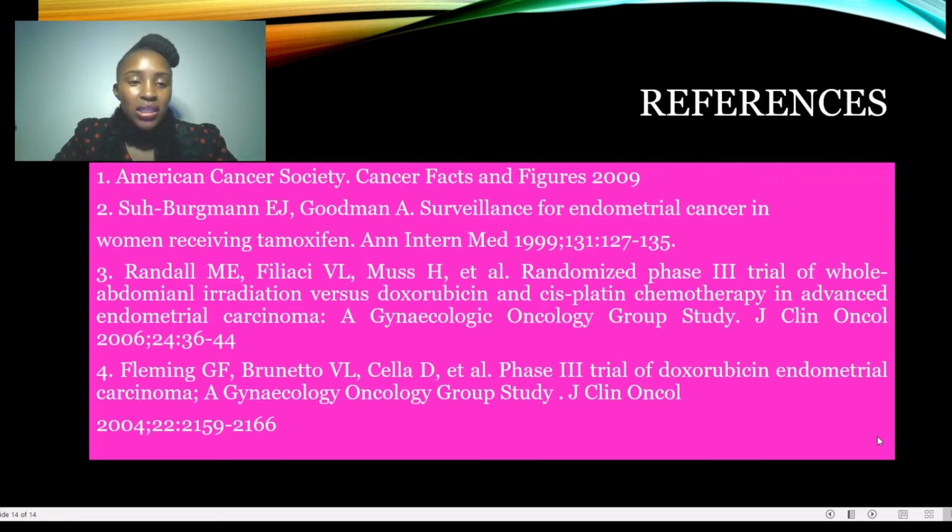Listed in these slides are the references that were used to develop this content for endometrial carcinoma. Feel free to go through them. Feel free to look for the Kenya Cancer Management Guidelines because a lot of this information is provided there as well.